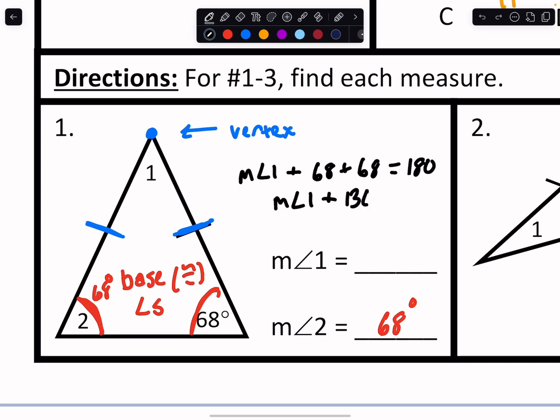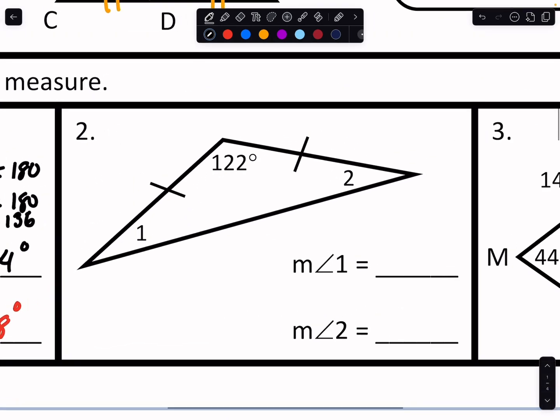Okay, 136. That is equal to 180. But then let's subtract 136 from 180. You get 44, and there is your angle 1. You can always just check, right, to make sure that they add to 180. In number 2, they also give you two congruent sides, right?